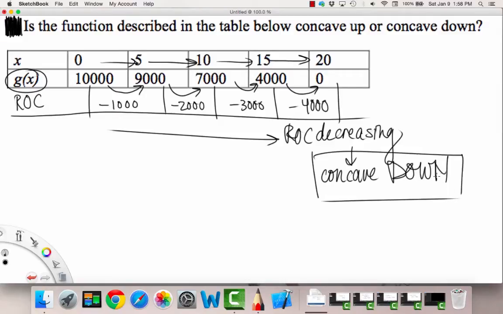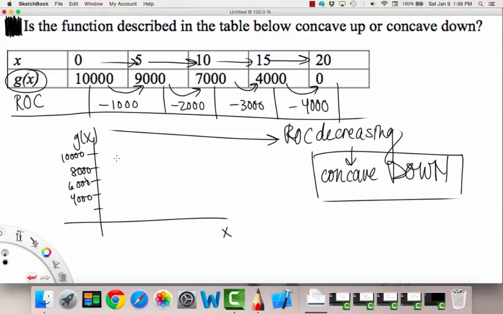And let me just depict what this looks like actually, okay? So let's say we have a graph here. Here's our x and here's our g of x, okay? And then we'll go 2,000, 4,000, 6,000, 8,000, 10,000. So this is 10,000 all the way up here. And this is 4,000 there, all right? And then we need to go up to 20. So 0, 5, 10, 15, 20, okay?